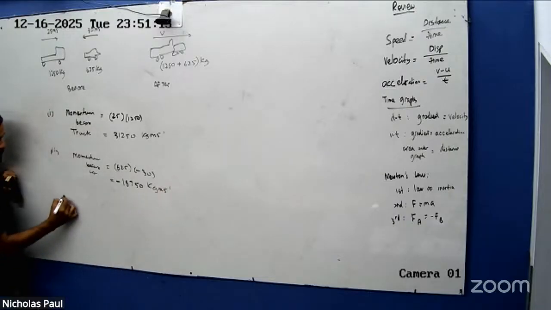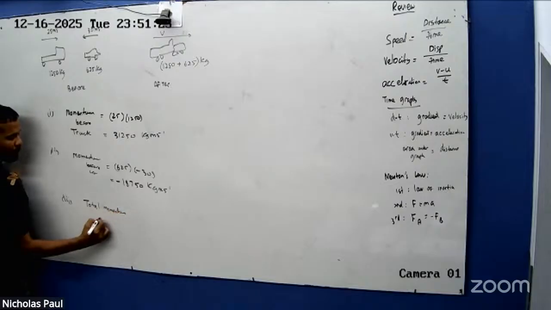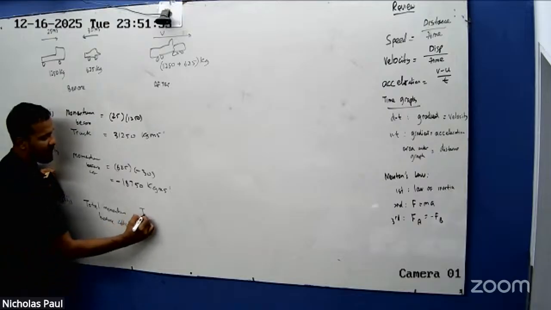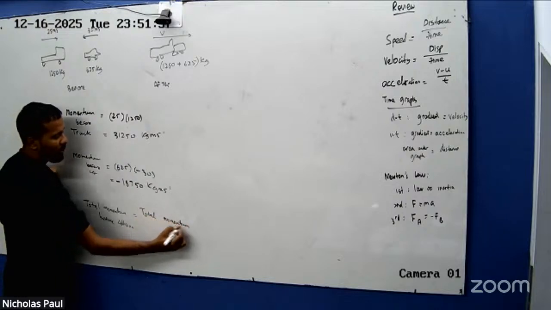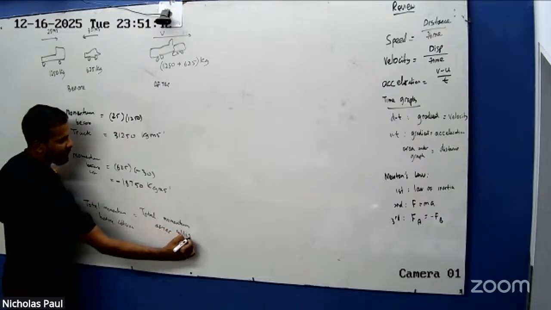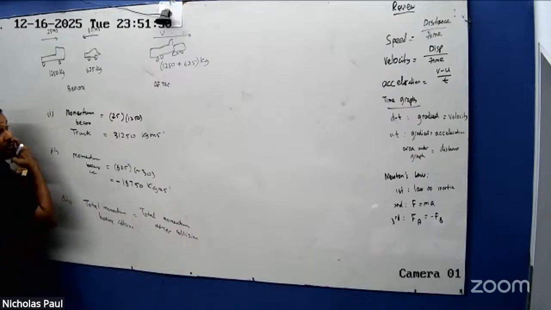And now in part 3, they want to work on P, right? So before you start anything, you have to tell them the law. Total momentum before collision is equal to total momentum after collision. Right? Total momentum before collision equals momentum after.